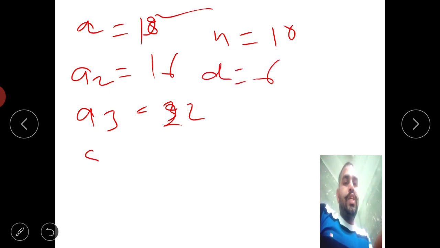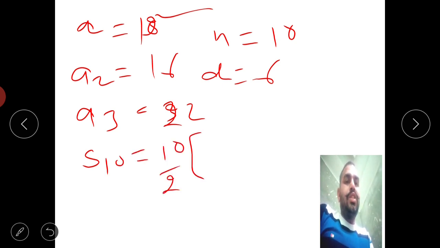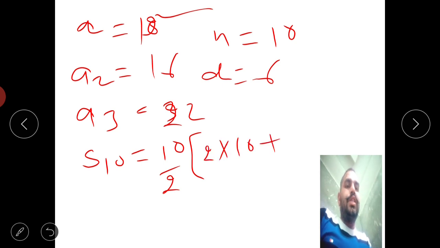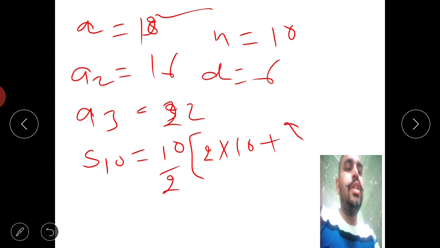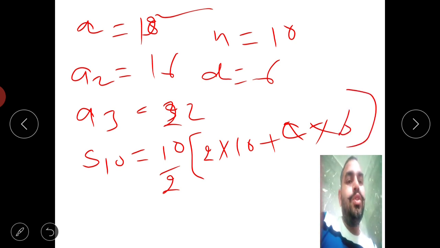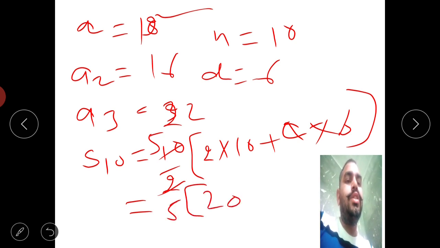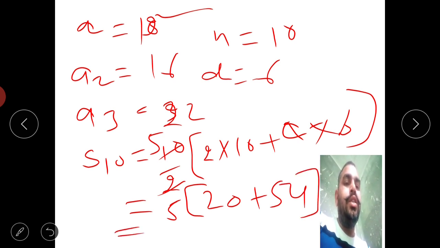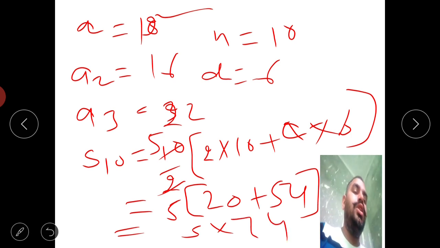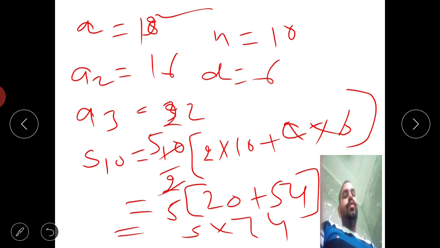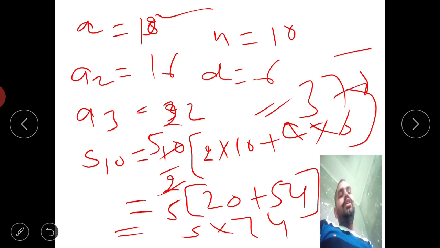Are you able to find Sn? S10 is equal to 10 by 2 into 2a plus n minus 1 into d. 2a means 2 into 10, plus 10 minus 1, that is 9, into d, which is 6. So are you able to do this? This is 5 into 20 plus 9 times 6, 54, and 74, so 5 into 74. You get the answer, 370 is the total distance.